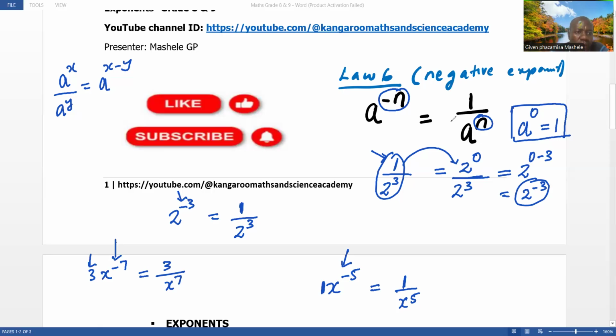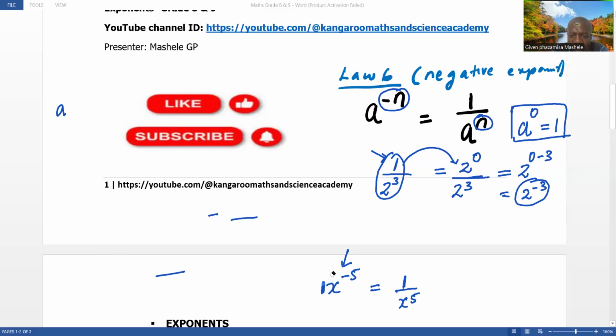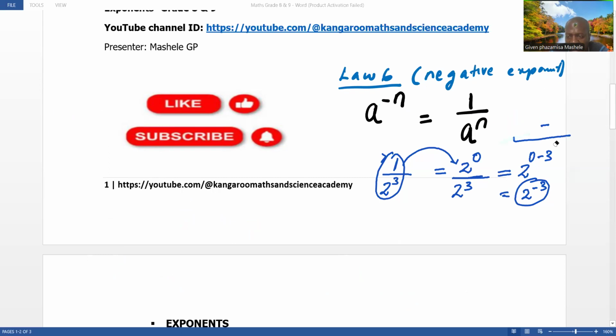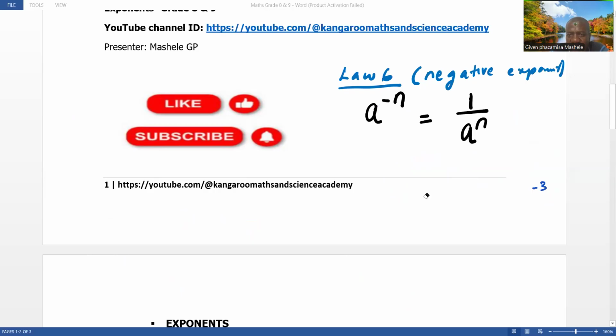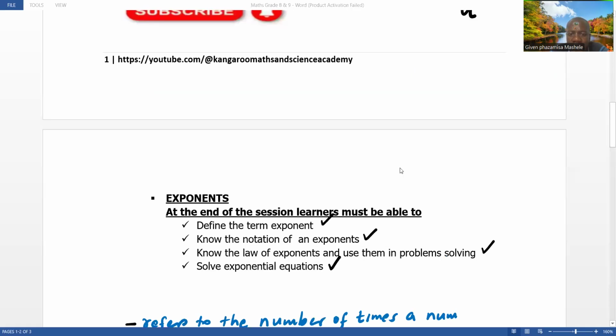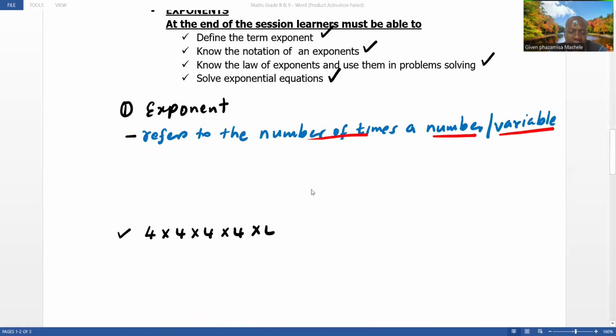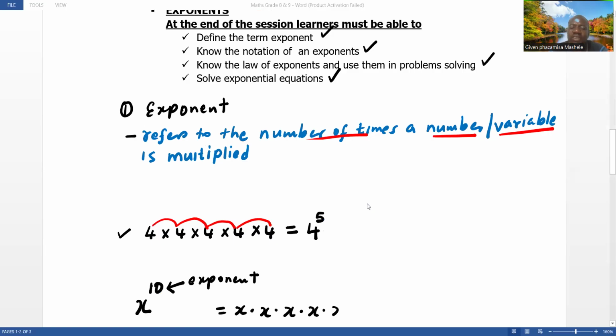So now, I want us to first go through all the laws and talk about them, because in the next session, I will be solving questions relating to exponents. And remember, exponents are important for all the grades. That's why this is still an introduction for grade 8 and 9.